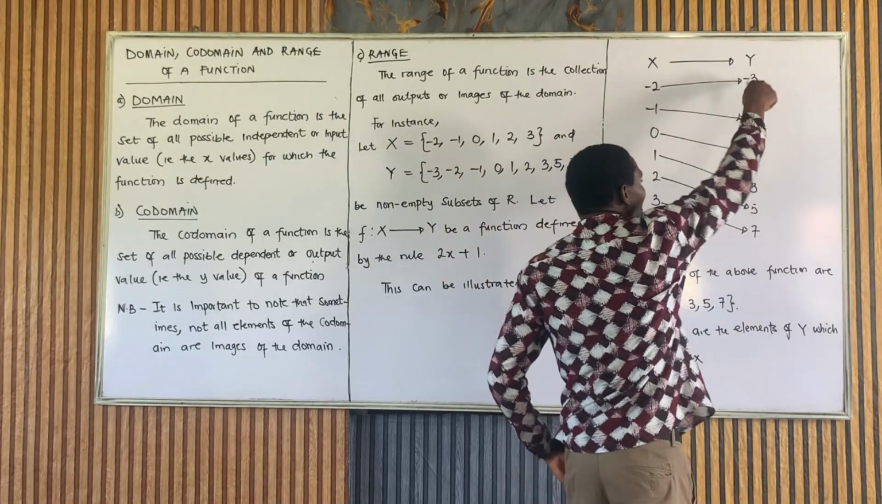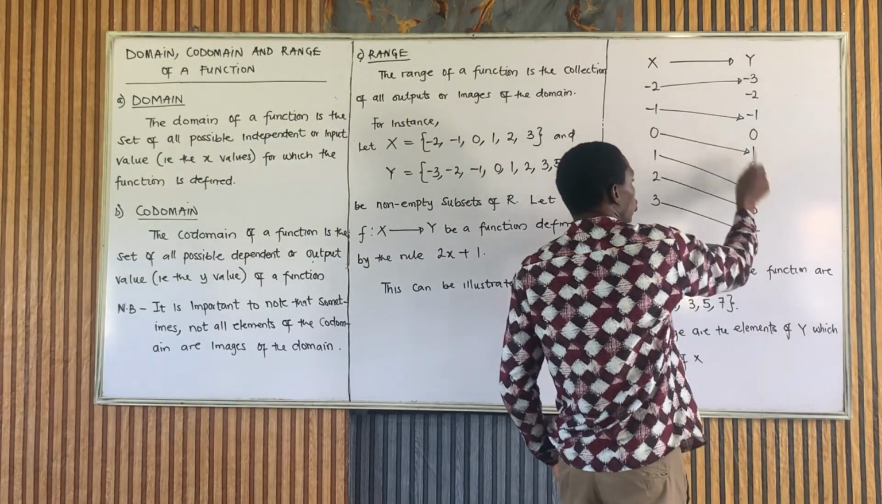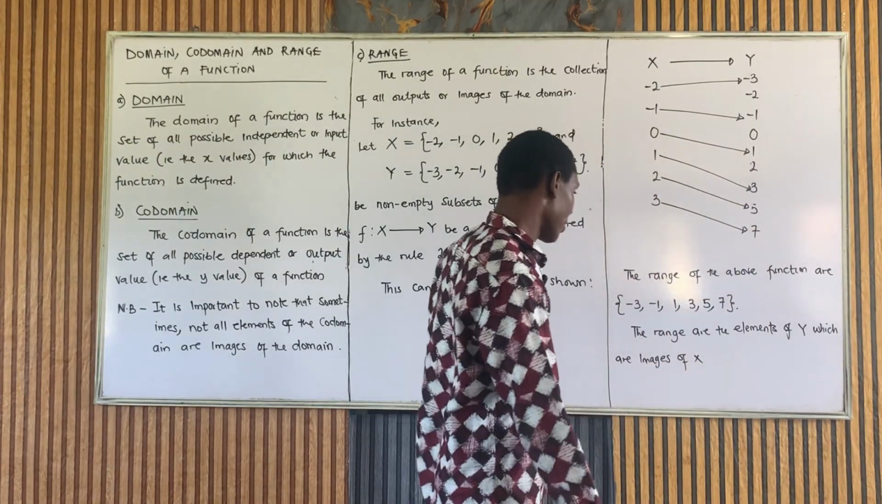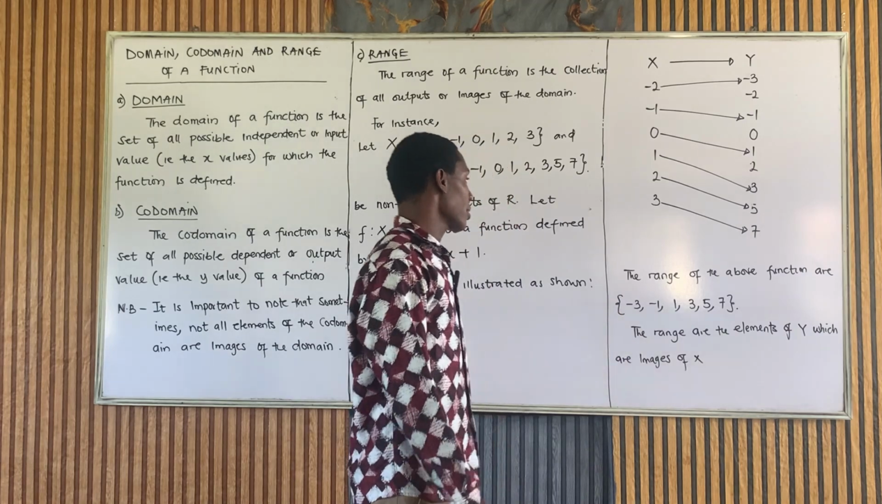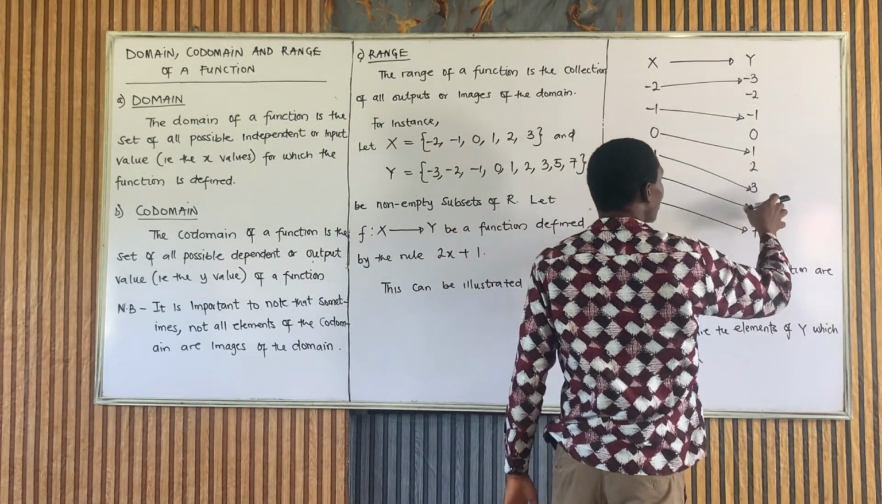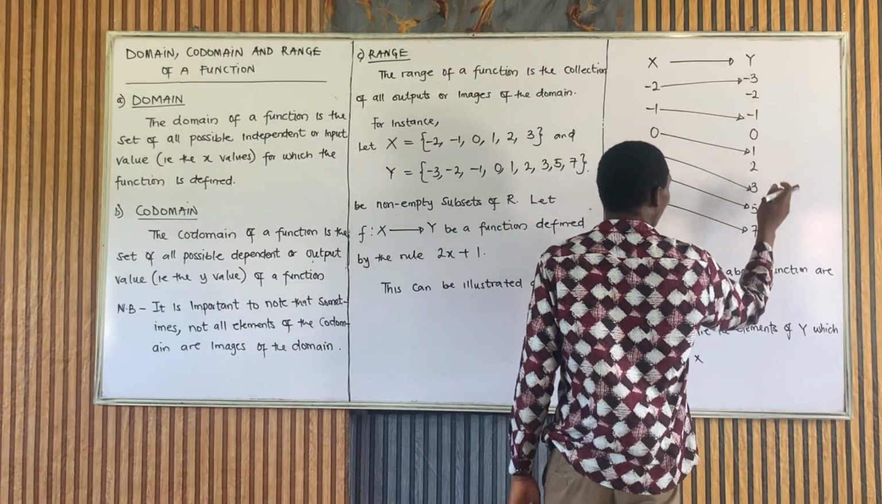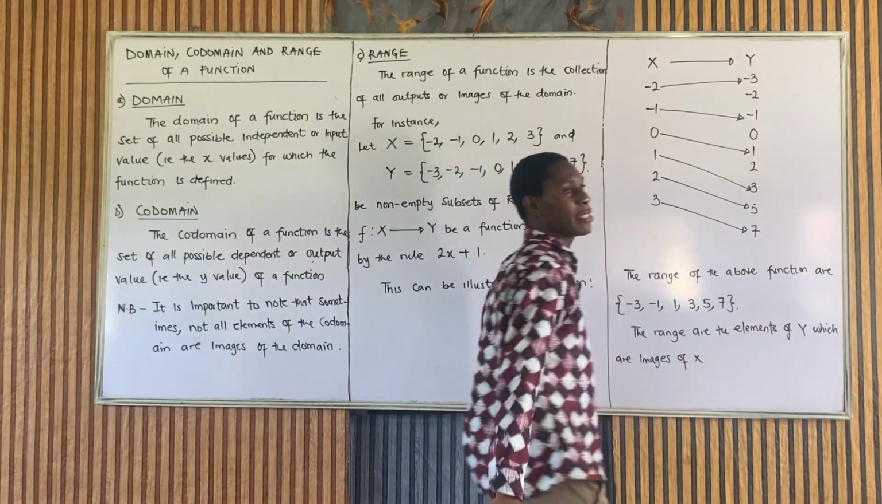So not everything we have here is actually in the range. Like minus 2 now is not part of the range. 2 is also not part of the range. So that's what the range, domain, and codomain mean. So this is the domain, this is the codomain. And minus 3, minus 1, 1, 3, 5, and 7 are actually the range.